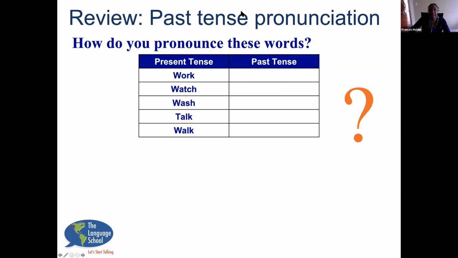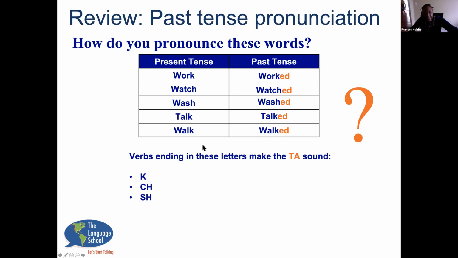So let us start this section with a review of our past tense pronunciation, okay? So what is the past tense of work? Worked. Good. What about watch? Watched. Good. What about wash? Washed. Good. What about talk? Talked. Good. And walk? Walked. Good. So in all those cases, Fernando, that ed is pronounced like a T, okay?